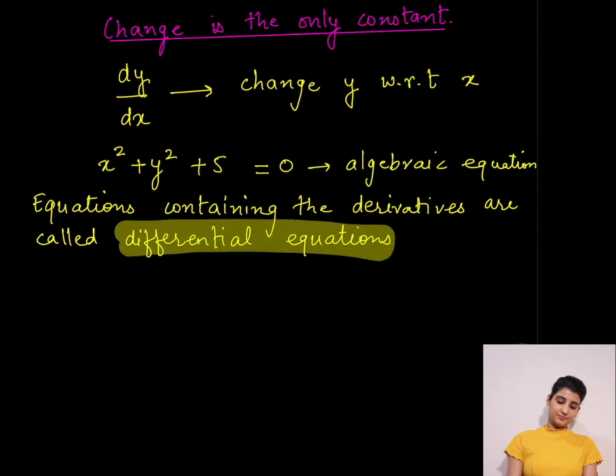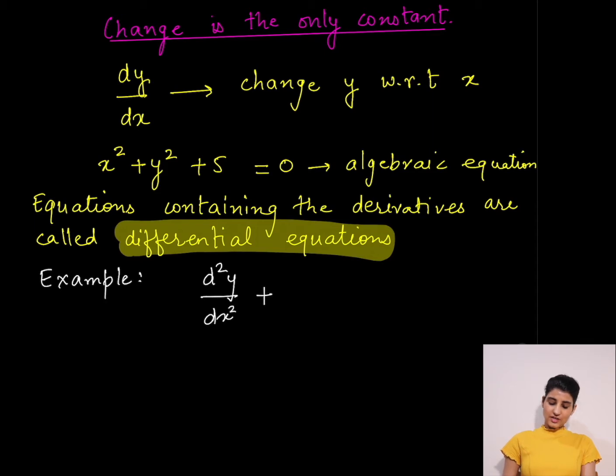For example, d square y over dx square, the second derivative, plus 100xy equal to 5. This involves a derivative, so this is a differential equation. Now if we solve an algebraic equation, we always get a number like x equal to 5, y equal to 100 or anything. The solution of a differential equation will always be a function. So solving this differential equation means we get a function y in terms of x.